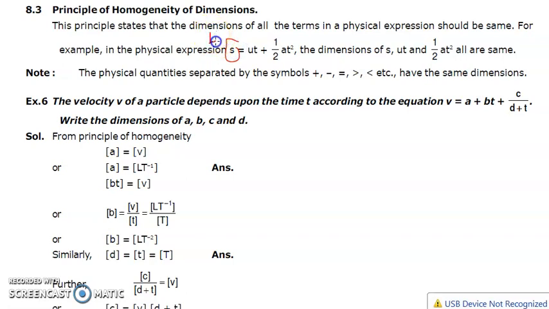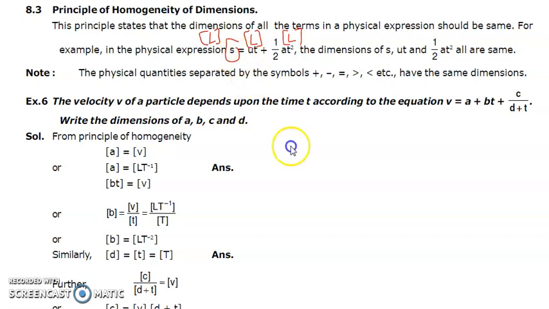The dimensions on both the sides should be equal, that is for length. S is also having the dimensions for length, u into t is also having the dimensions for length, and half at square is also having the dimensions for length. So it means the quantities having same type of dimensions can be added or subtracted.